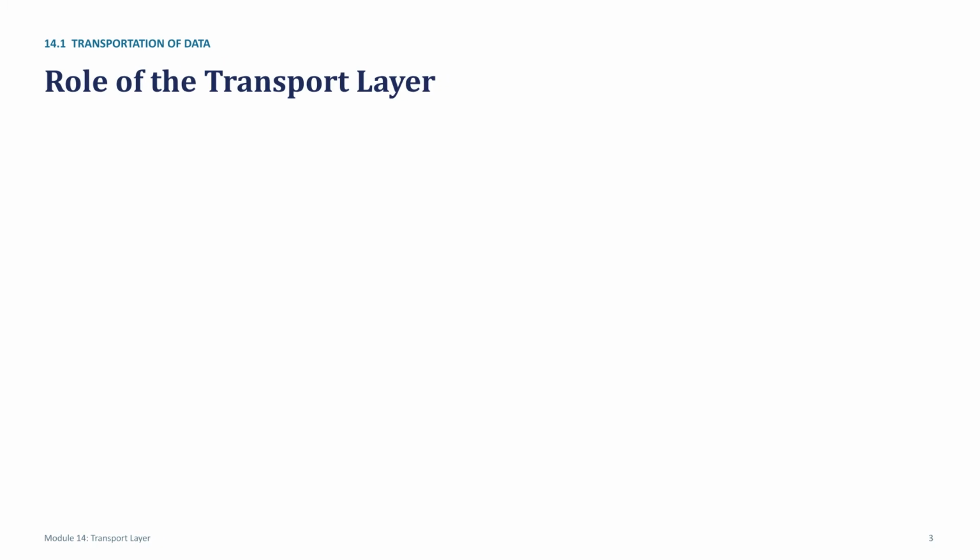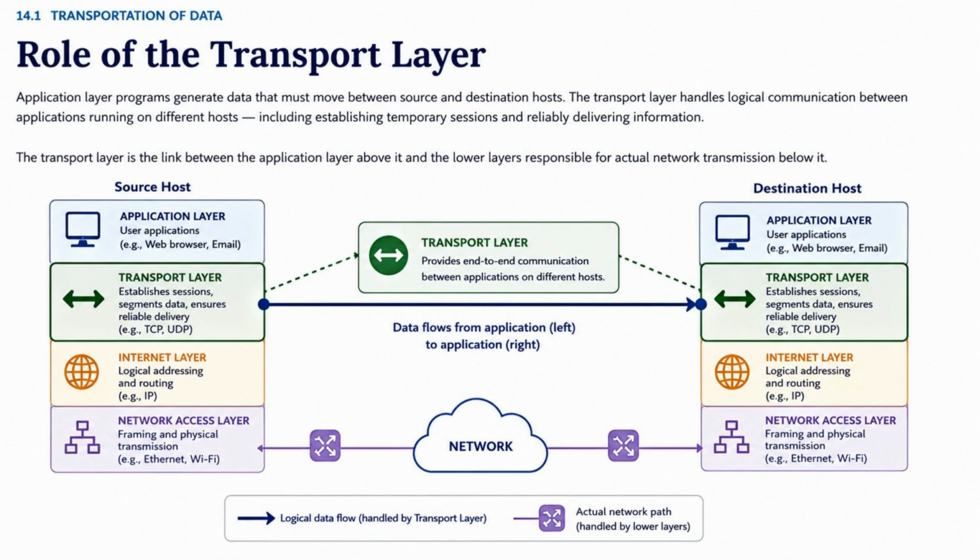The transport layer handles logical communication between applications on different hosts, establishing temporary sessions and reliably delivering data. Think of it as the bridge. The application layer above needs data delivered, and the transport layer is what actually links that need to the lower layers doing the real network transmission.